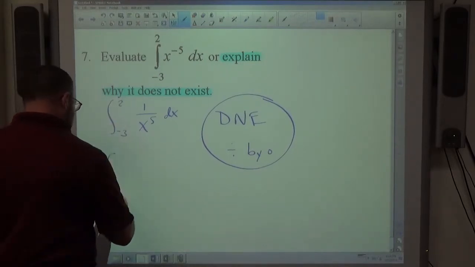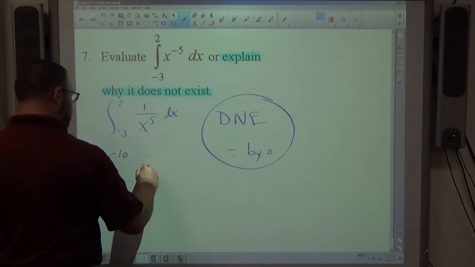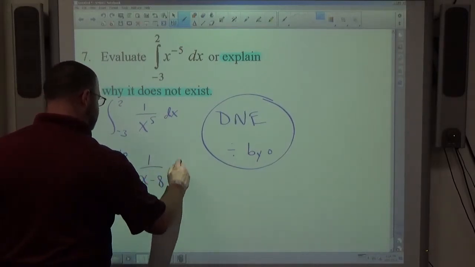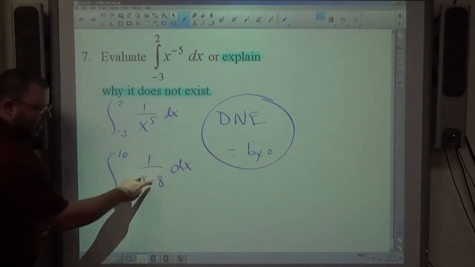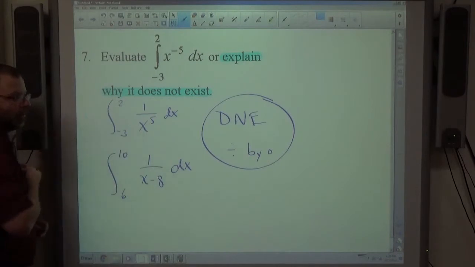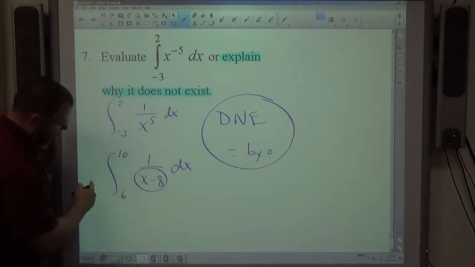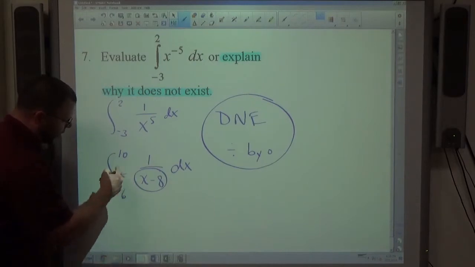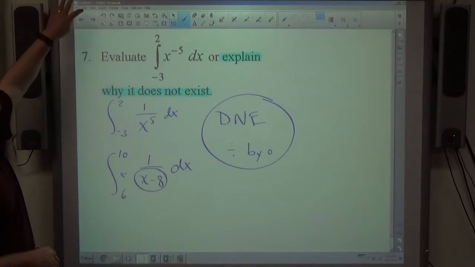So here's another situation that does not exist by division by 0. Let's go from 6 to 10 of 1 over x minus 8. 8 is in this interval. 8 minus 8 is 0, division by 0. It does not exist because of division by 0. So again, anything that creates a denominator of 0, you should ask yourself, does that number lie within this interval here? If it does, it does not exist because of division by 0.